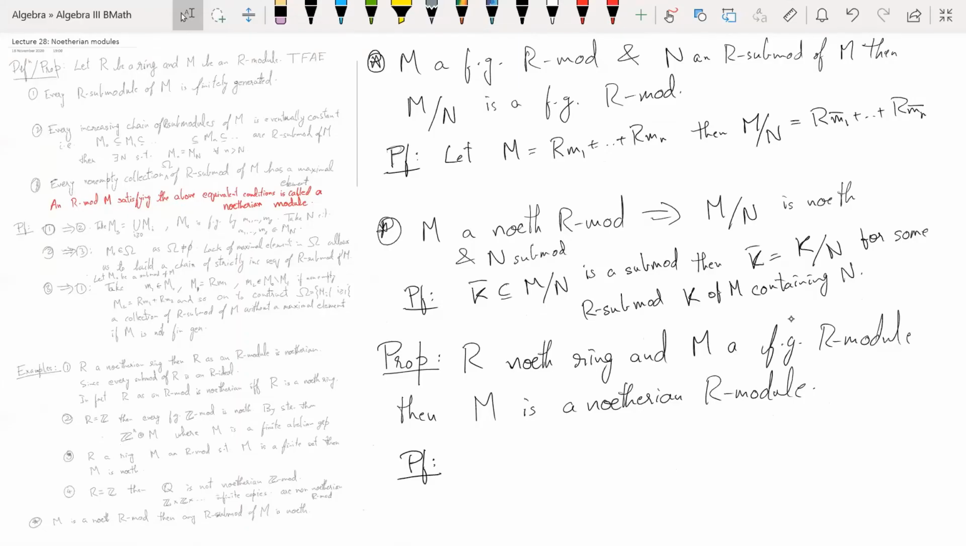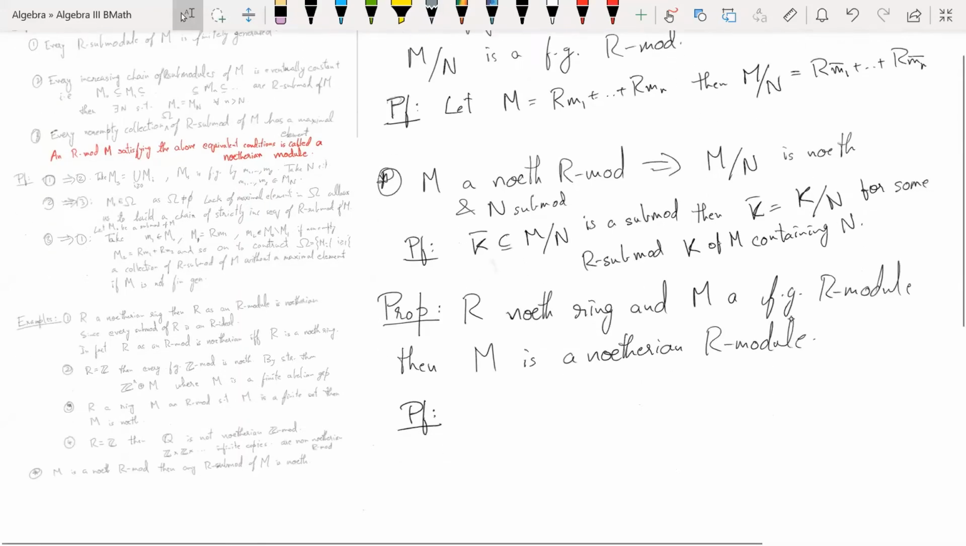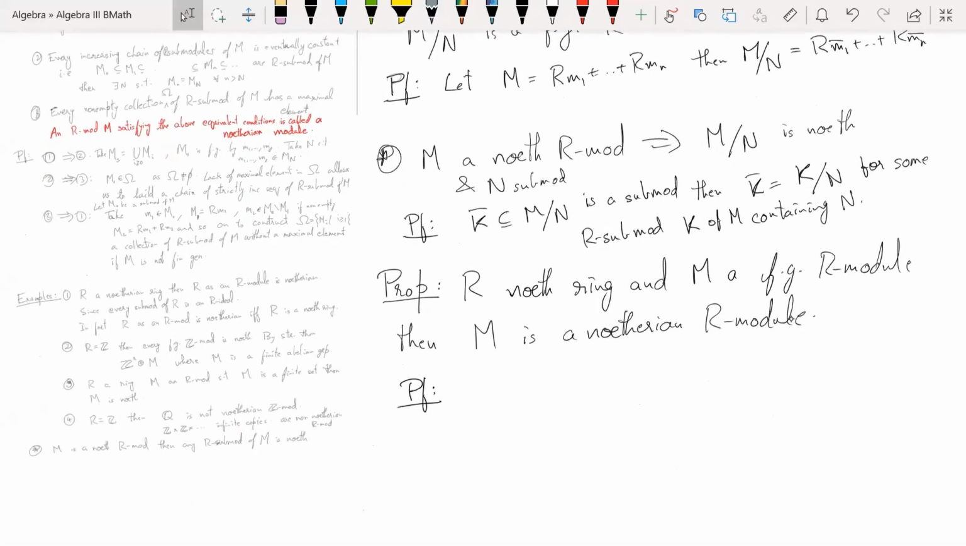So we'll see a proof of this thing. R a Noetherian ring, M a finitely generated R module, then M is a Noetherian R module. So what does it mean to say M is finitely generated?